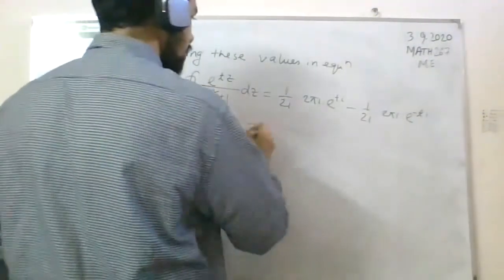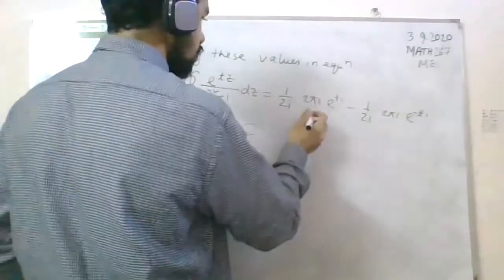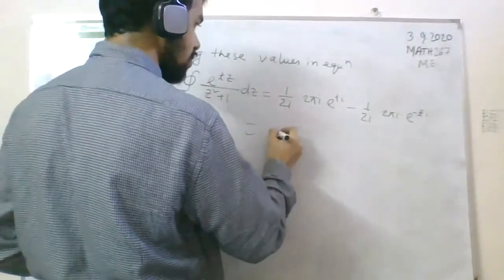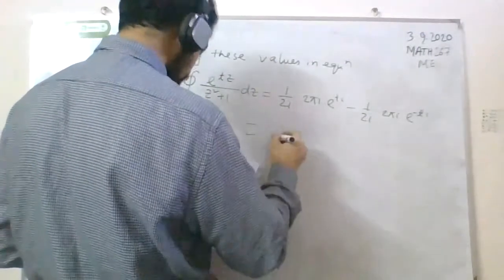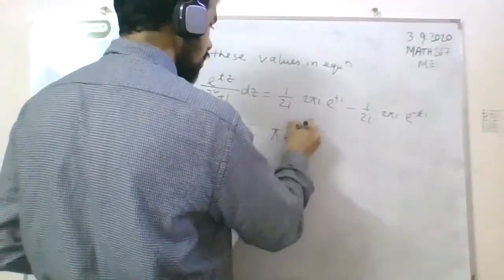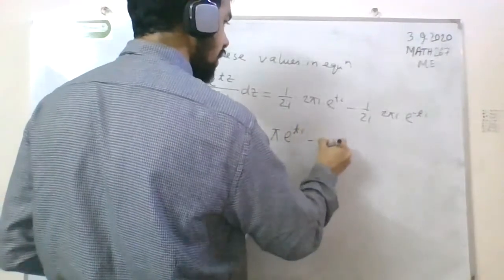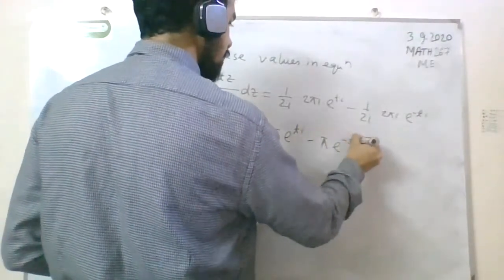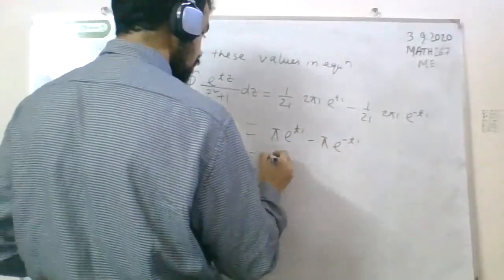Just simplify this thing. First 2 and i come. So this is your 5 e to the power ti and also 5 e to the power minus ti.